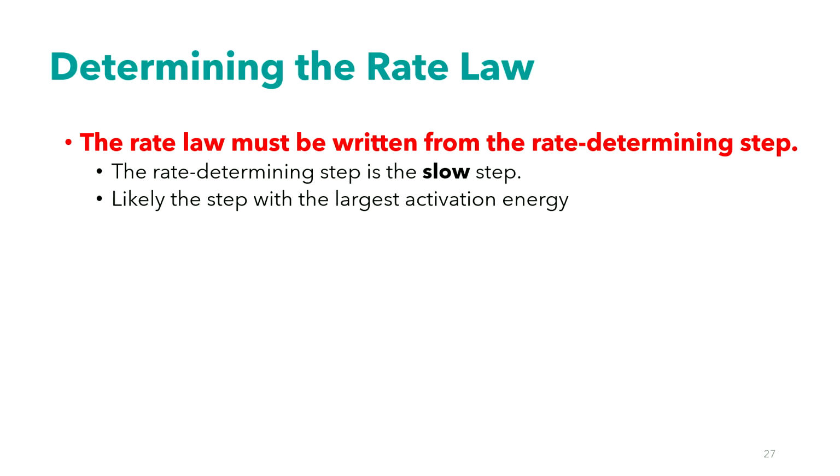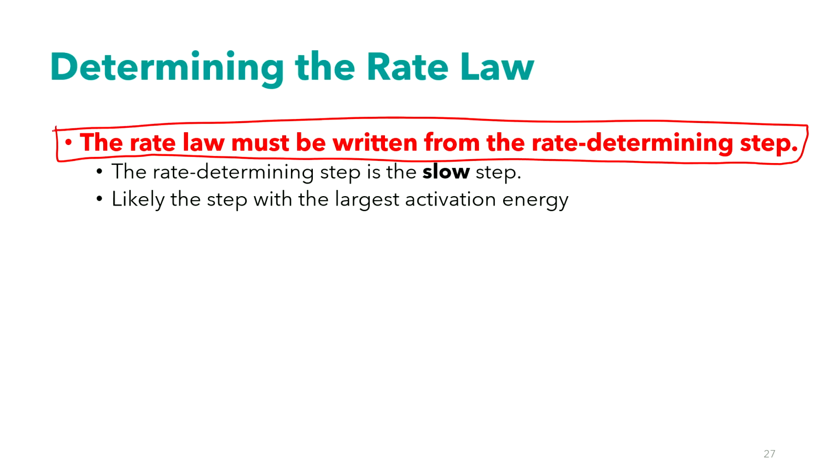If you take away nothing from this class except one thing, this is the sentence you should take. If you are totally zoned out, come back. This is the important one. You have to write the rate law from the rate determining step. That is likely the step that has the largest activation energy. That's our slow step.